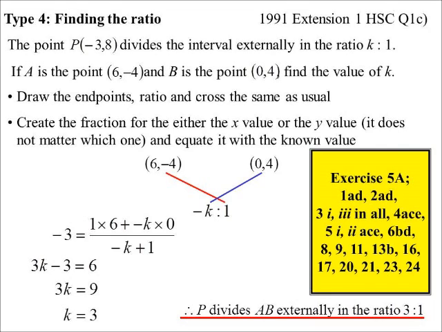Okay. So that's 5A, it is in the first book, I believe. Some bit of coordinate geometry, Cartesian geometry, whatever you prefer to call it.